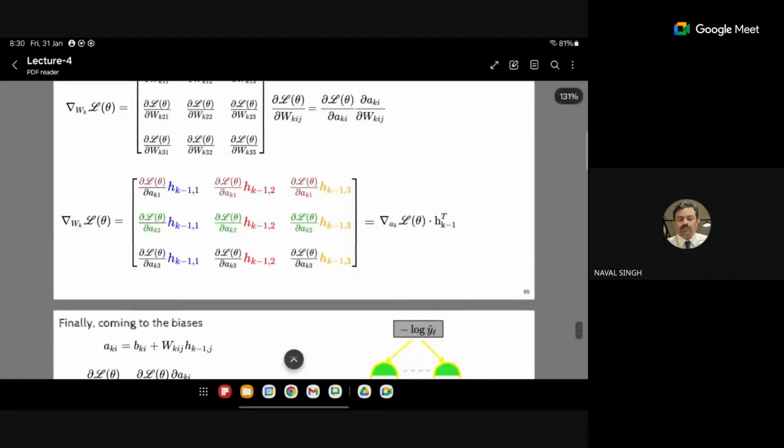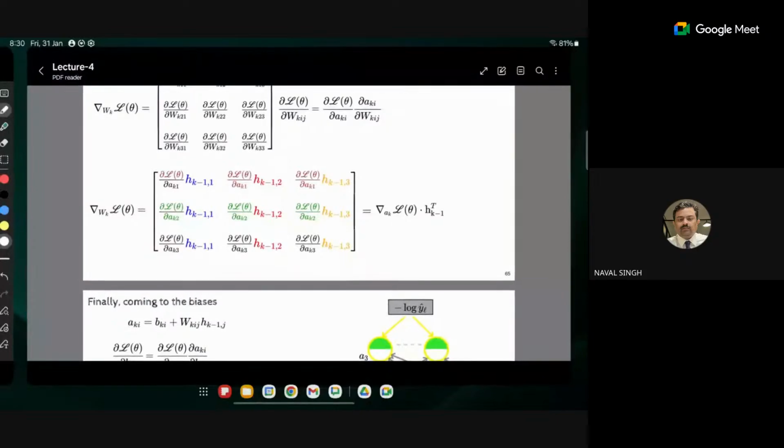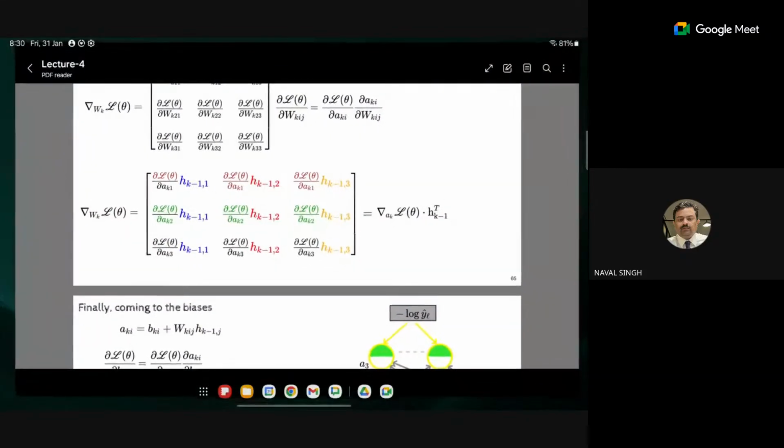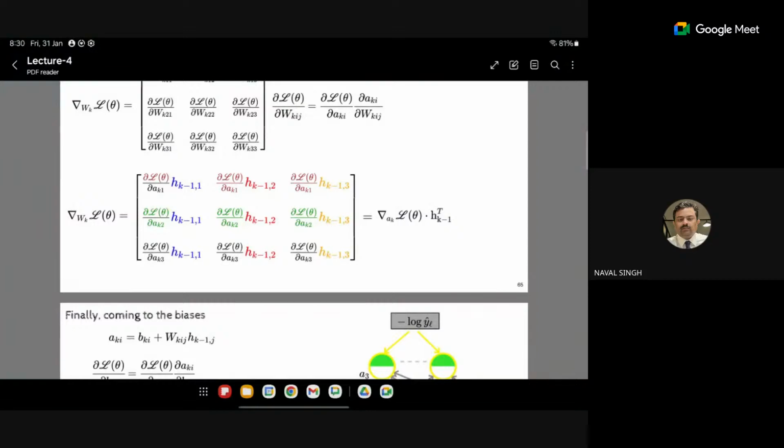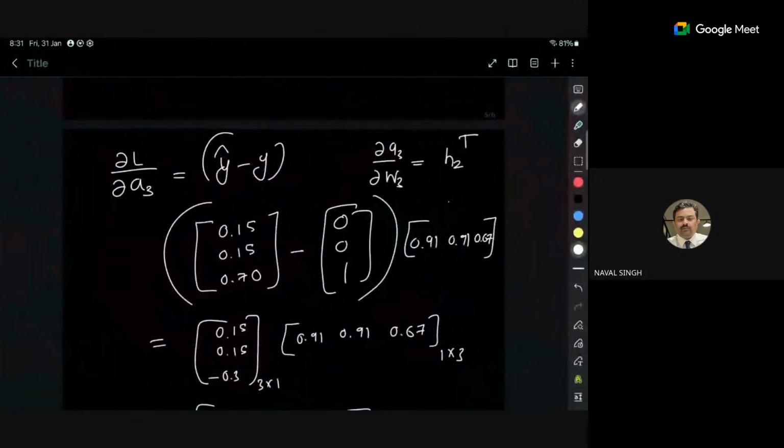So H is G of A and A is WX plus B. That's how I understand. H transpose is the G of A. So that means we are taking G of A, which is the activation function applied to the previous layer, each neuron. Then you got the value of the activation function. That's H, that's G of A. Then you transpose it and then you multiply it. So the previous layer's output is the transpose, that is that value. Understood, H2 transpose. So you have to take H2 transpose, right? Now I think we have a little bit of simplicity.